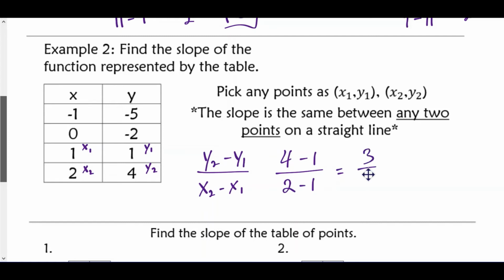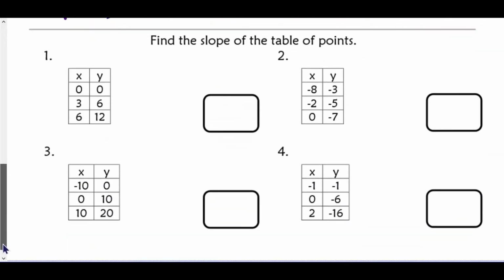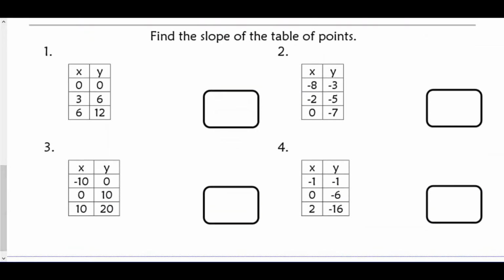So that equals 3 over 1, or really just 3. So the slope between any of these 2 points is just 3. And I'm going to do a few more examples finding the slope between 2 sets of points in a table.